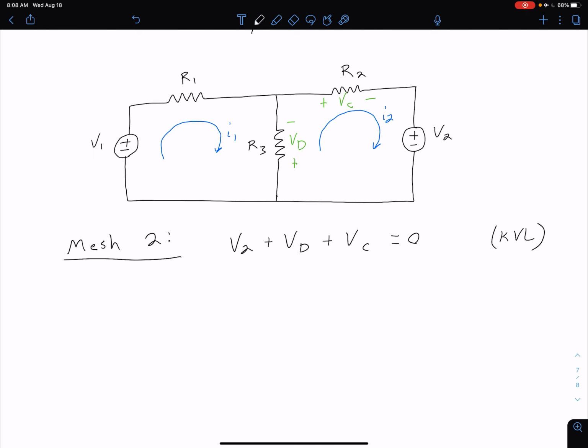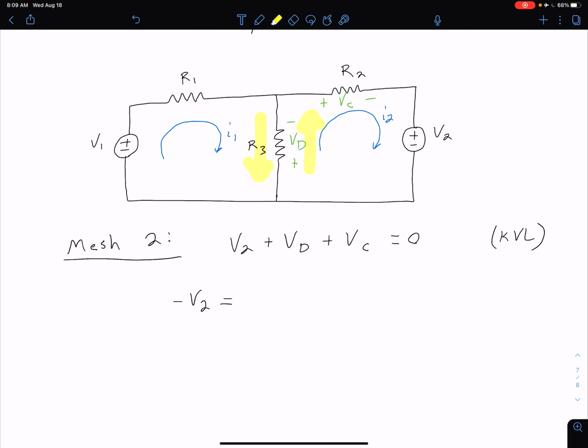Our second step is, of course, to use Ohm's law to relate these voltages VD and VC to our mesh currents. So just like with last time, I'm going to move this V2 to the other side. So we can say minus V2 is equal to, and now for our VD, we have the same condition where we have our I2 going in one direction, our I1 going in the other direction. And so we're going to have a difference of the two currents. We want to look at the net current through that resistor.